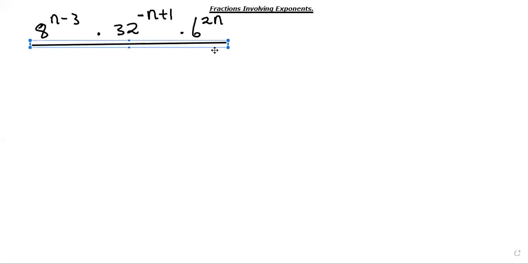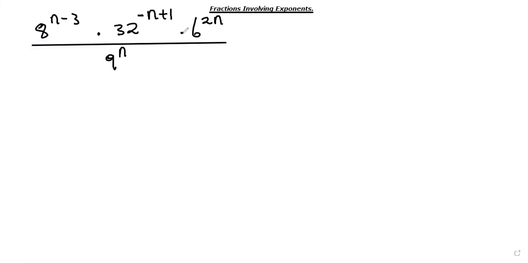So let's say they ask you to simplify this one for 5 marks. So it's 8 to the power n minus 3. Then you say times 32 to the negative n plus 1. Then you say times 6 to the 2n. And the whole thing is divided by what? By 9 to the power n. This is what we have.